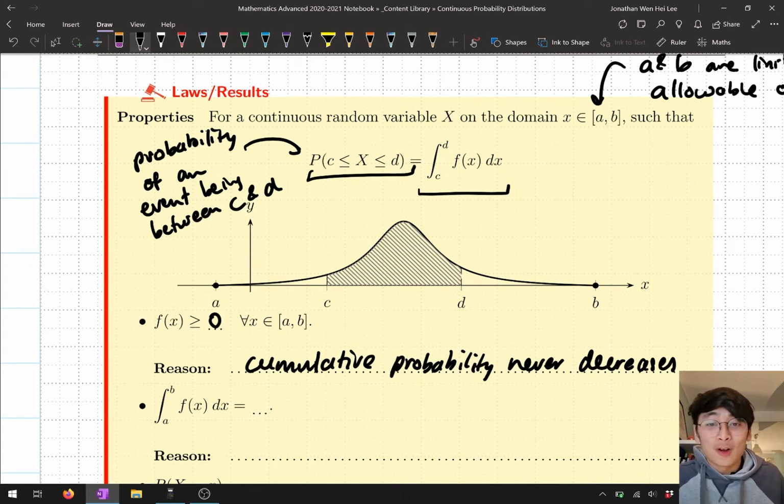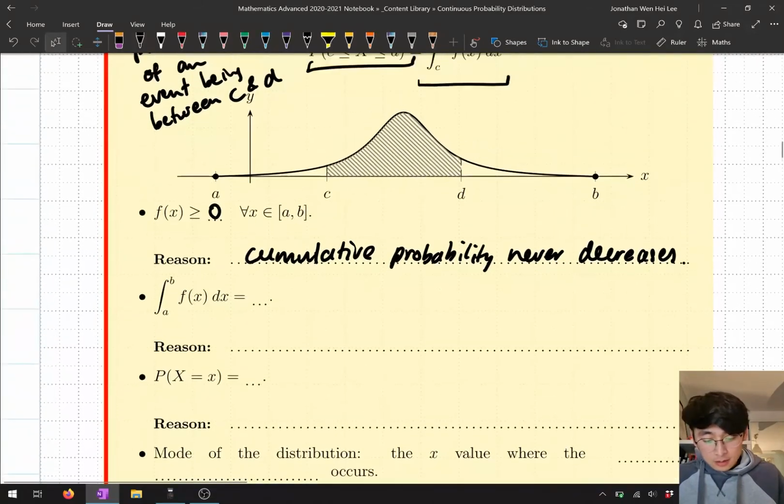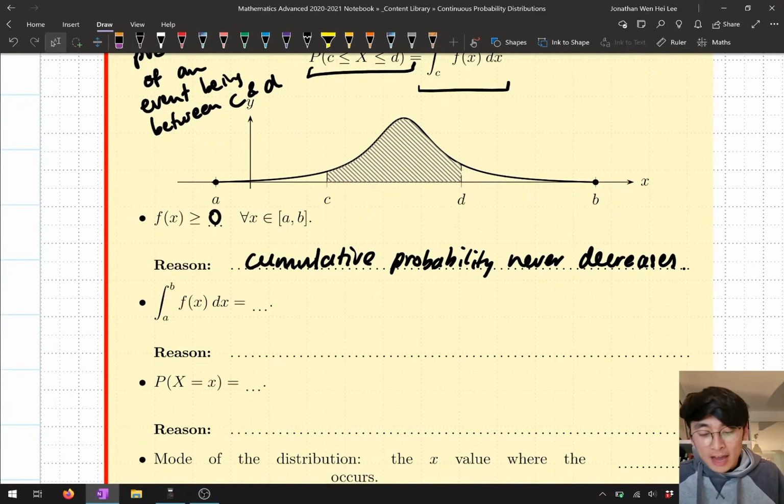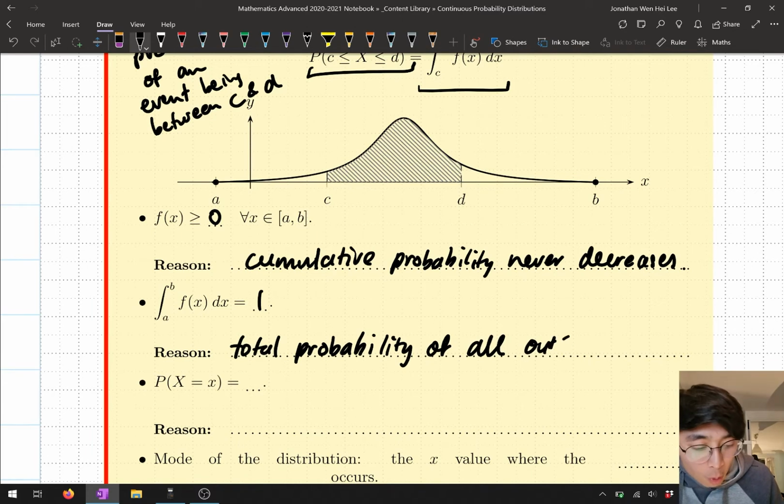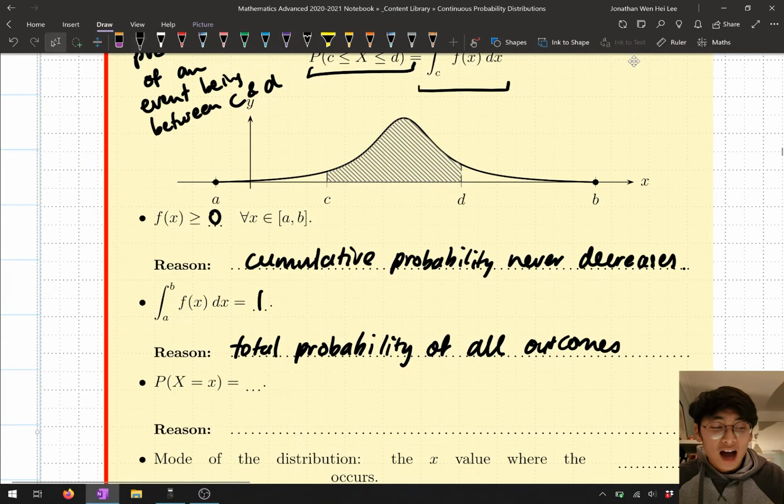So our probability density function is always going to be bigger than or equal to 0 on our domain. The second thing is, if I take the integral from a to b, so my whole domain that my probability density function is on, that will always equal 1. And the reason for that is because that's the total probability of all outcomes. So if you add up all the probabilities of all the events, it's always going to give you a total of 1.